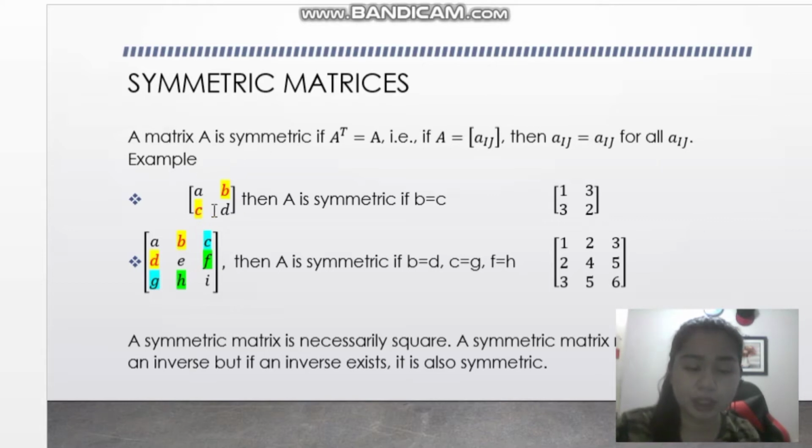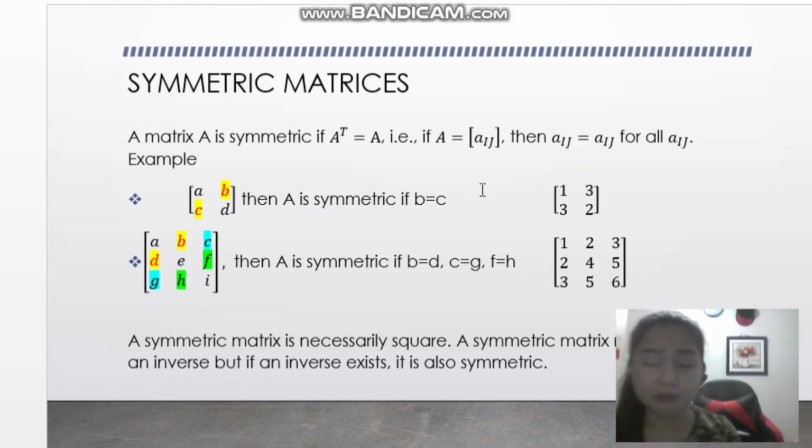For example, I have here matrix A, B, C, D, then A is symmetric if B is equal to C. So the element B is the same as the element C. For example, I have here a matrix 1, 3, 3, 2. This is a symmetric matrix because the 3 and 3 are equal.